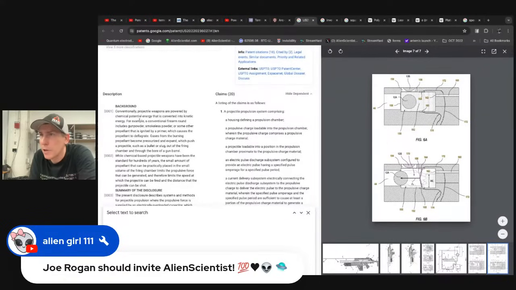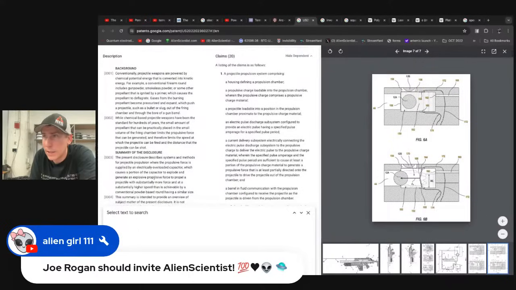It's a chemical potential energy. Yeah, conventional projectile weapons are powered by chemical potential energy. That's your gunpowder. All right, boom. While chemical-based projectile weapons have been the standard, the small amounts of propellant limits the propulsion force that can be generated, and therefore limits the speed at which the projectile can be fired and the distance that the projectile can be shot.